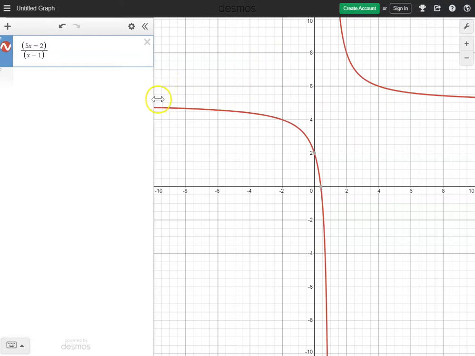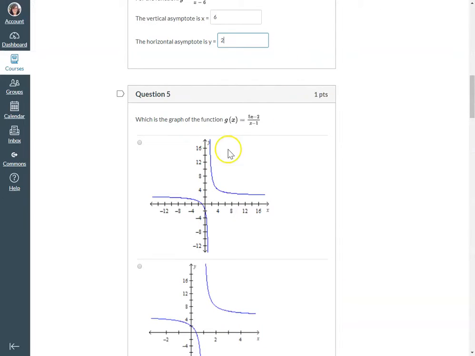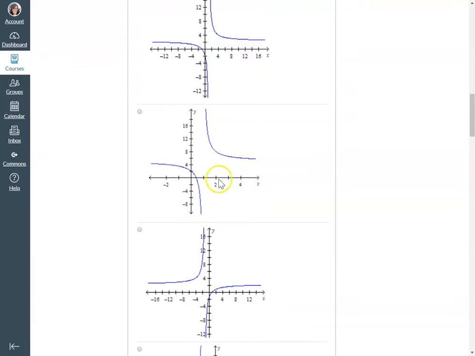You can see there is an asymptote at y equals 5 and at x equals 1. So when I go look for this on my quiz, I want it at 5, so this one's like at 3. That's not right. This one is at 5 and at 1, so this is my answer.